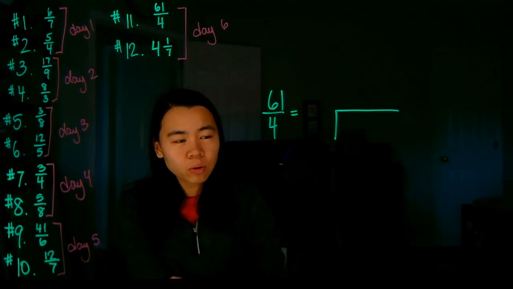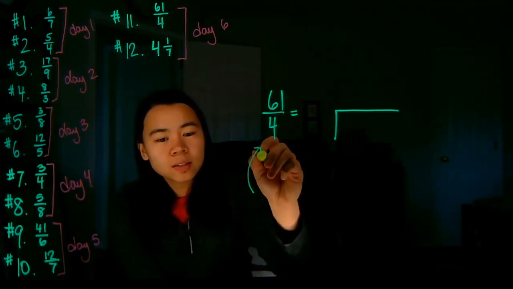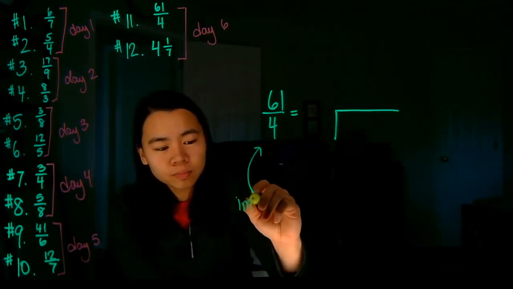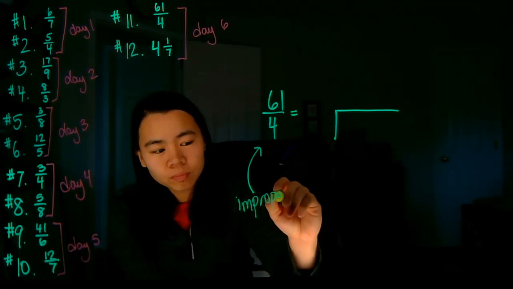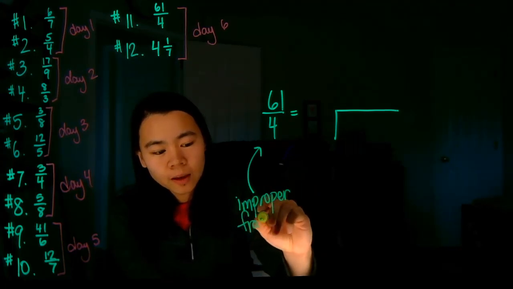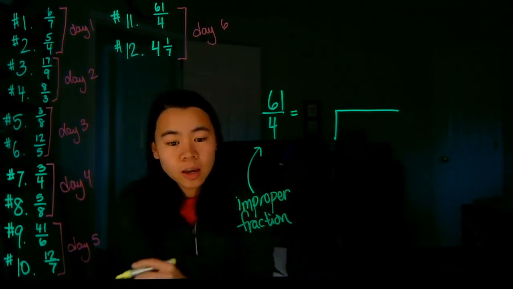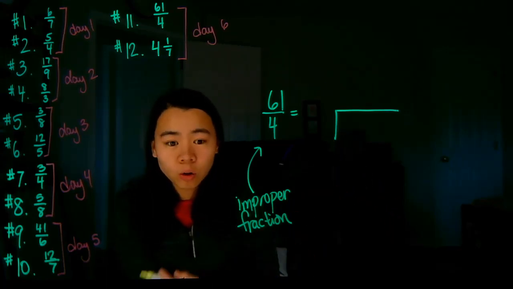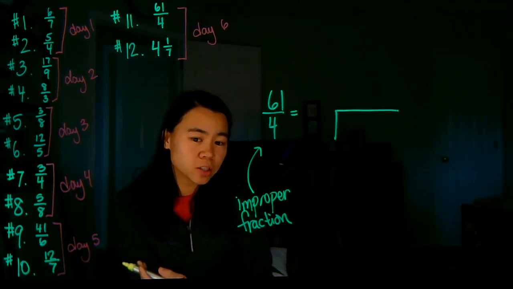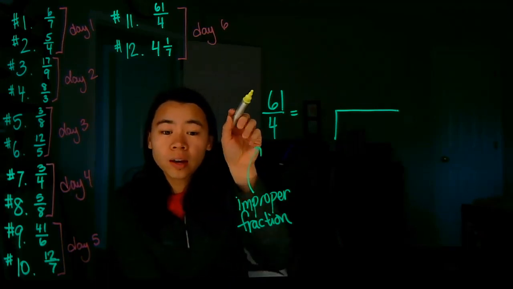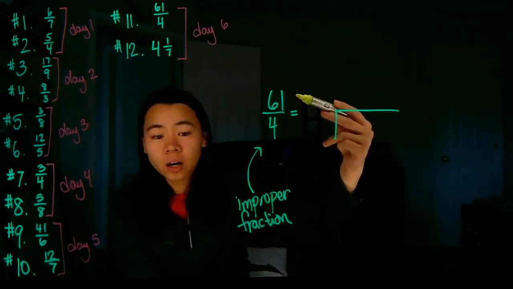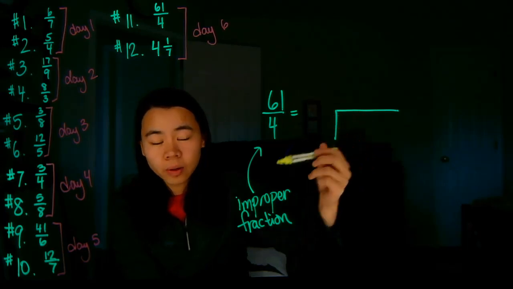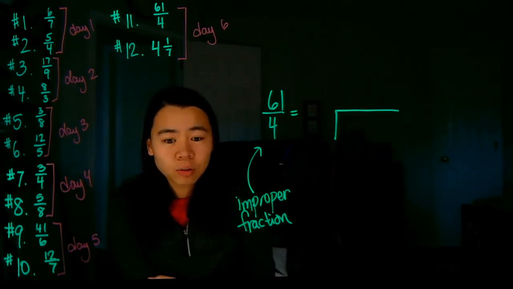All right, 61 over 4. This is an improper fraction. Remember, improper fractions mean that whatever it's going to equal is going to be bigger than one whole. When you're comparing different fractions, decimals, and percentages, you know that this is improper because the 61, our numerator, is larger than our denominator, so it's going to be greater than 1.